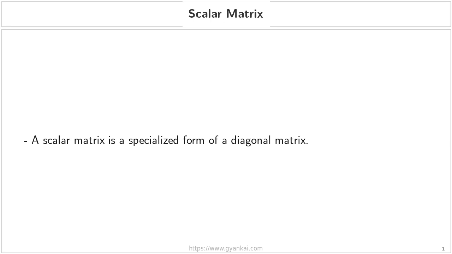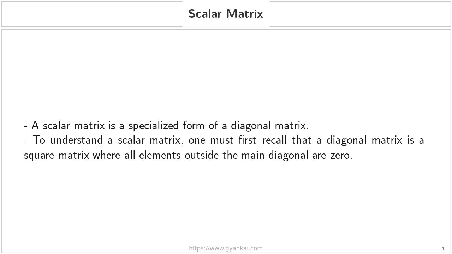To start off, it is important to understand that a scalar matrix is not a completely separate entity, but rather a specialized form of a diagonal matrix. Now, to fully grasp what a scalar matrix is, we first need to recall our previous knowledge of diagonal matrices. As you may remember, a diagonal matrix is a square matrix, meaning it has an equal number of rows and columns where every single element located outside the main diagonal is 0.